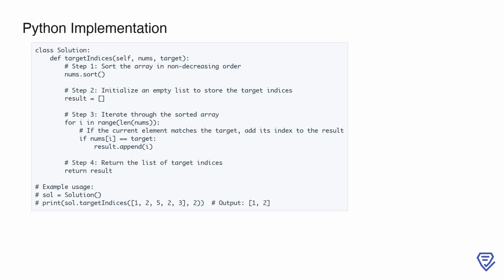Complexity analysis. Time complexity: the sorting step takes n log n, and the iteration step takes n. Overall, the complexity is n log n. Space complexity: the solution uses O(1) extra space apart from the input and output. This approach is efficient and adheres to the problem constraints.